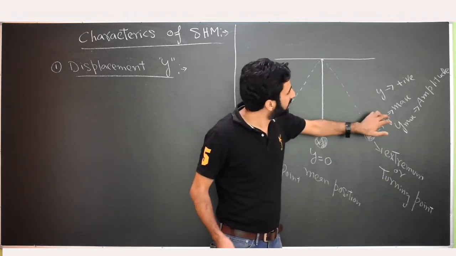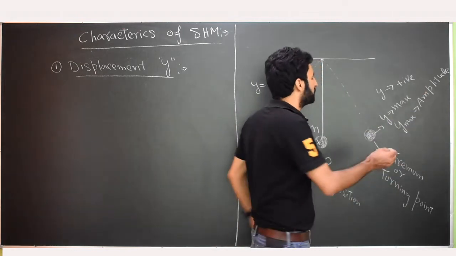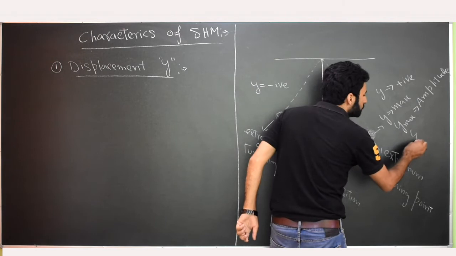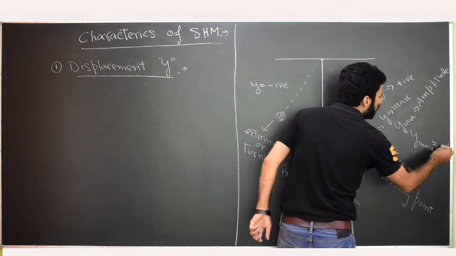So at this position the displacement of a particle becomes maximum, and that maximum displacement of a particle is known as amplitude. So we can say here y max is equal to A, or you can say plus A.